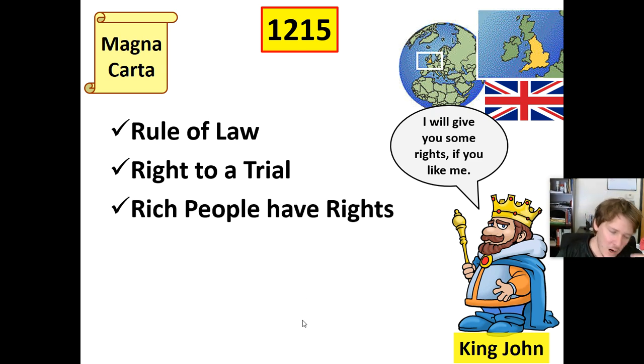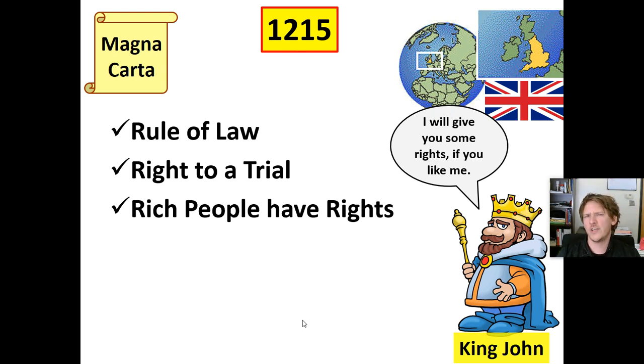Rich people have rights. It sounds absurd. Like, how's that a good thing? What about the middle class? What about the poor? You got to start somewhere. Realize that in 1215, only the king really had rights. No one had rights. You're not going to go from the king only having rights to everyone having rights. There are baby steps.